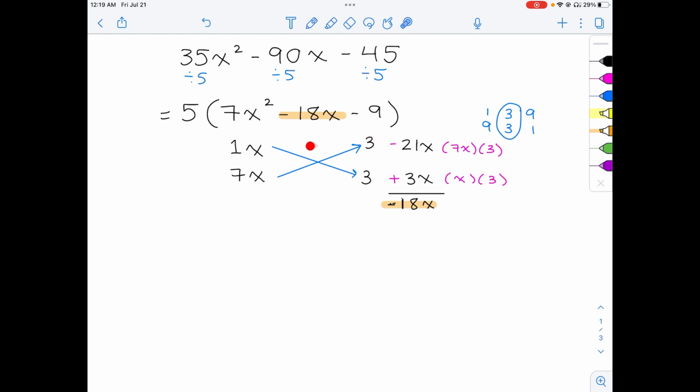So on top right here, I'm going to write a negative sign and a bracket. That's my first bracket. On the bottom beside the 3, I wrote a plus. So I'm going to write plus on the bottom here. And then this is my second bracket.